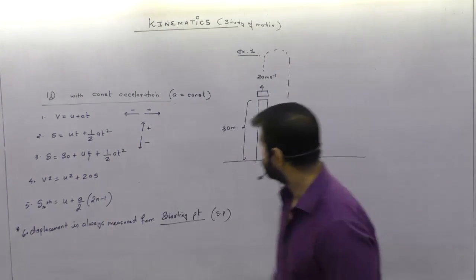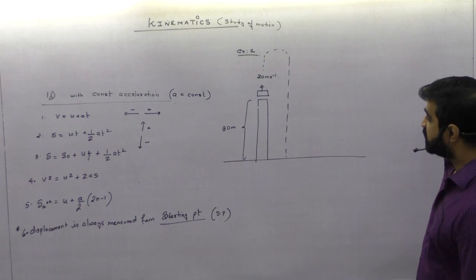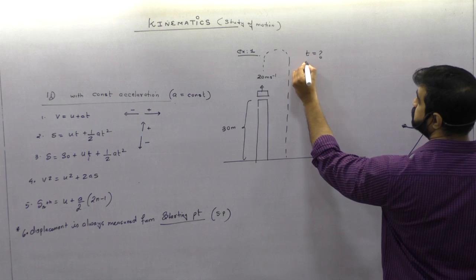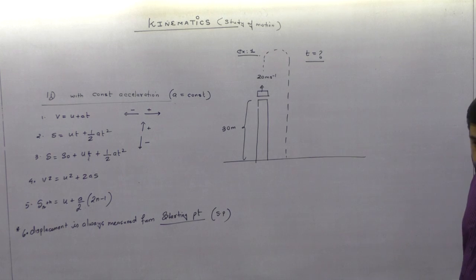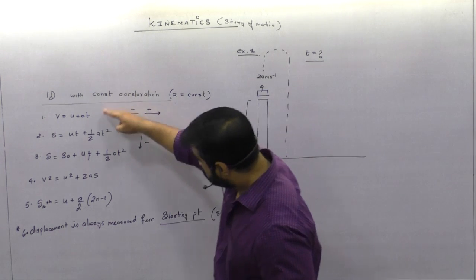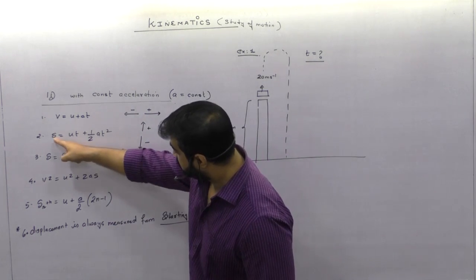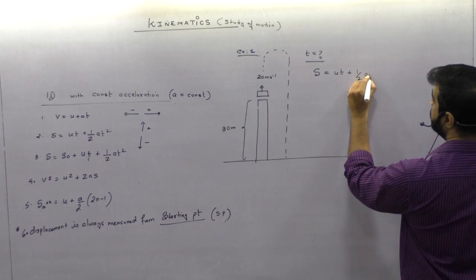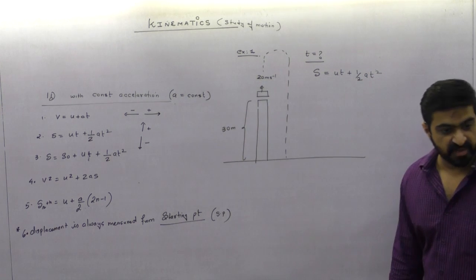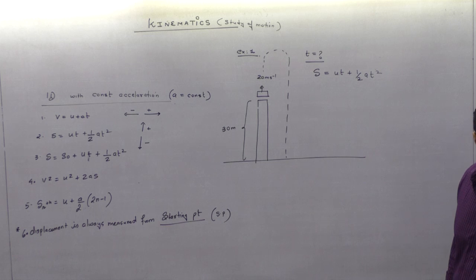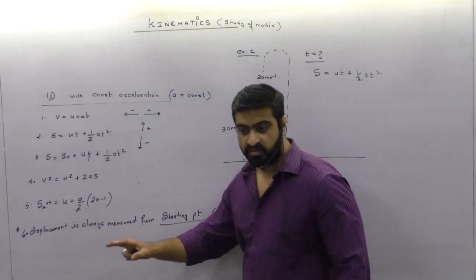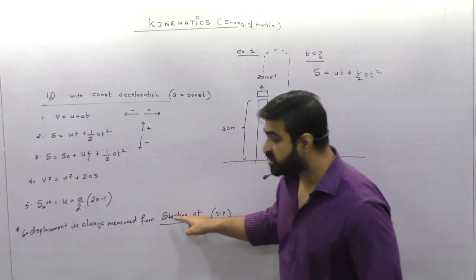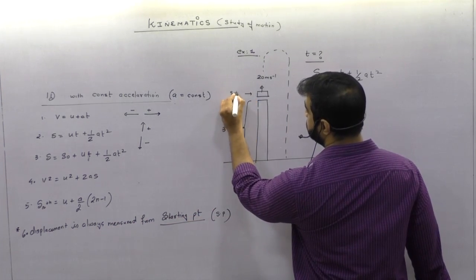Now, can you tell me, I need the time. How much time does it take to reach the ground? Please try to pay attention. So we have time ke formulas. This is the time ka formula. I need this one. So S is ut plus half at square. How much is the displacement? Why? See, if you don't want to think anything, displacement is always measured from the starting point. Can I say this is my starting point? Always measure from here.